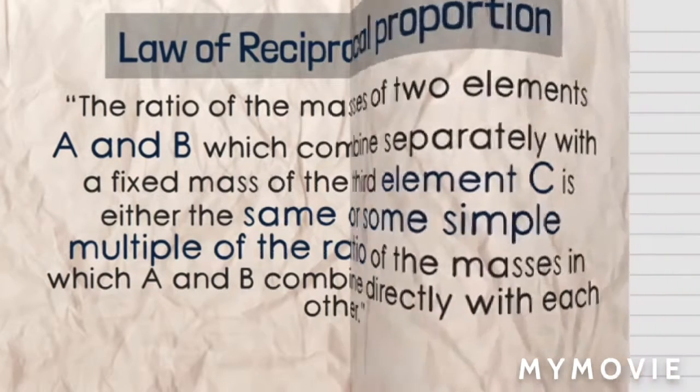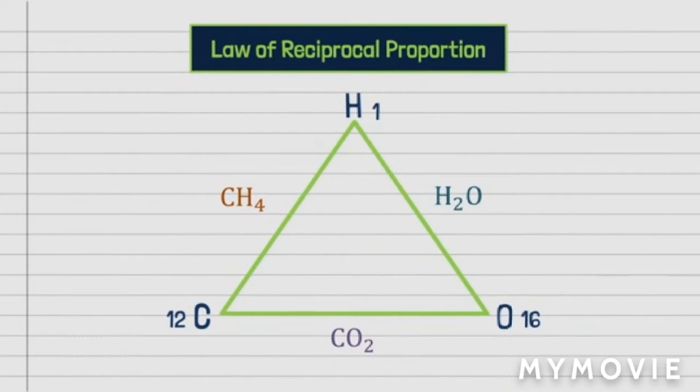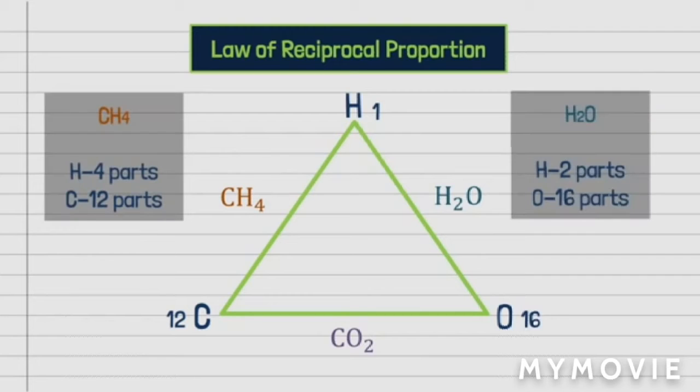Carbon and oxygen combine separately with a third element, hydrogen, to form CH4, methane, and H2O, water. The carbon and oxygen combine directly with each other to form carbon dioxide. In methane, 4 parts of hydrogen combine with 12 parts of carbon. In water, 2 parts of hydrogen combine with 16 parts of oxygen. Thus 4 parts of hydrogen combine with 32 parts of oxygen.